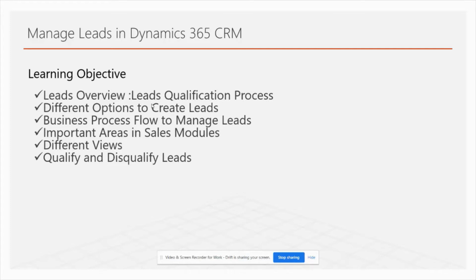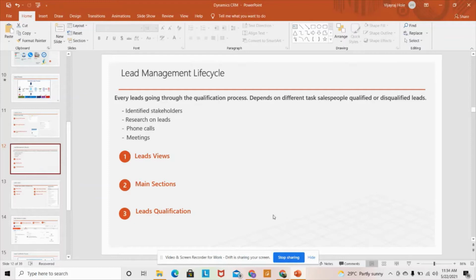We will also explore the different views and why we need to use them. What is the process to qualify and disqualify leads? Also, I will walk through practically how we can create leads manually, and also how we can create leads by importing an XLS file. So let's jump into manage leads. We'll talk about the lead management lifecycle. What are the lead views? What is the main section in leads?